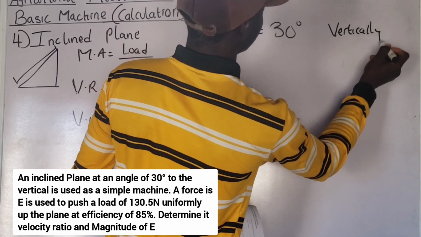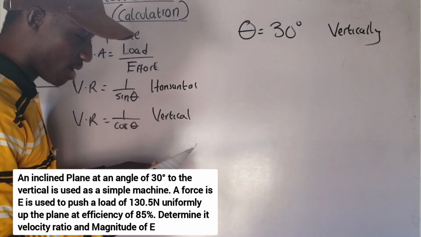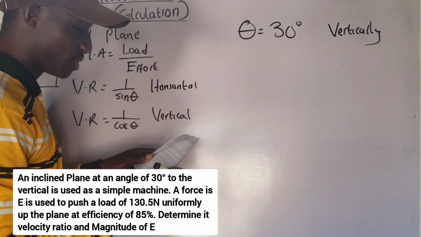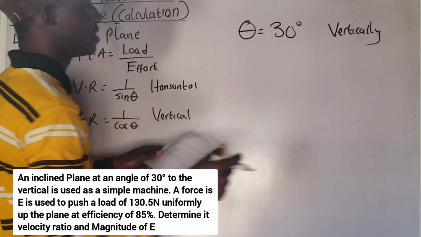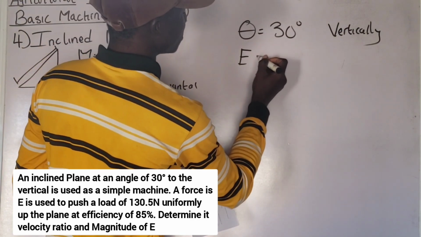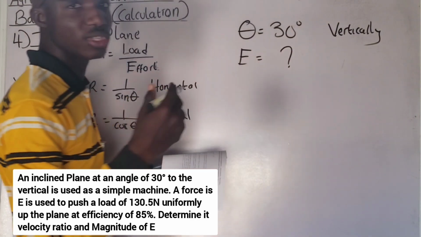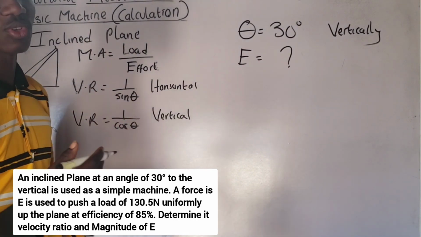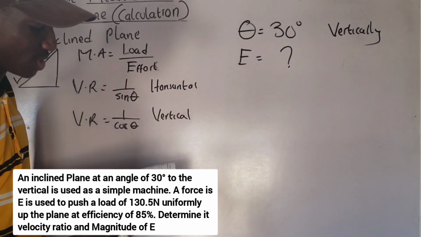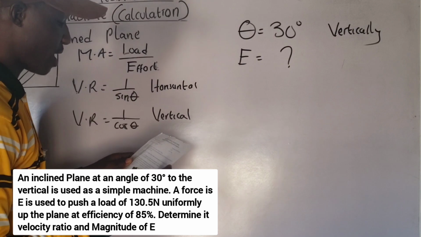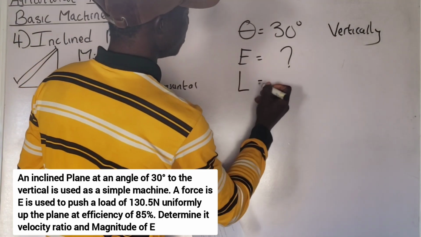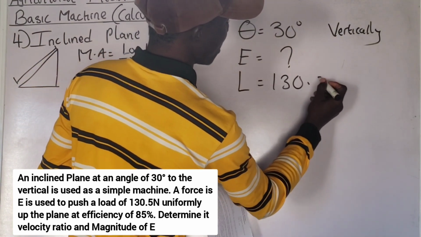30 degrees vertically, okay? And then we're given a force E. So we have the effort. Effort is not known. We don't know the effort. That is part of the parameters that we're asked to calculate. You understand? Okay? And we have the load. The load is what? 130.5 Newton.